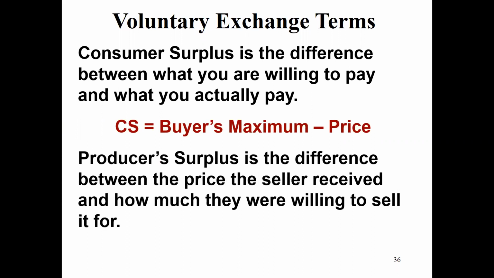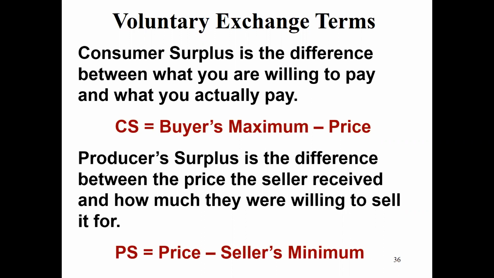Producer surplus is the difference between the price the seller received and how much they were willing to sell it for. In that scenario, I said they were willing to sell it for 150. They got 180. Producer surplus of $30. Okay. Consumer surplus, producer surplus. By the way, I don't think there's an AP test I've seen that doesn't test consumer and producer surplus.